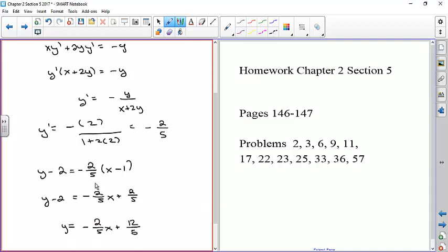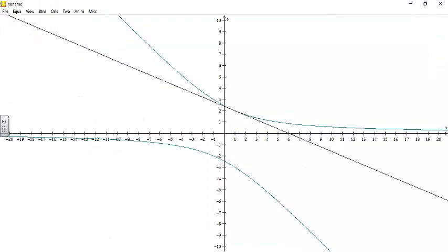Then you plug that into the point slope form of the linear equation. Put it in so we get negative 2/5 x, and we get negative 2/5 times negative 1, which is positive 2/5. Then we add 2 to both sides, which is 10/5. So 10/5 plus 2/5 is 12/5. And I plotted that, and you can see that it worked. So we're all happy again.